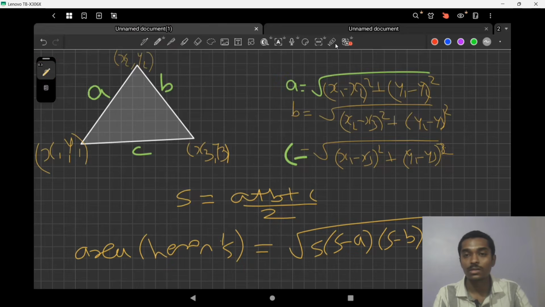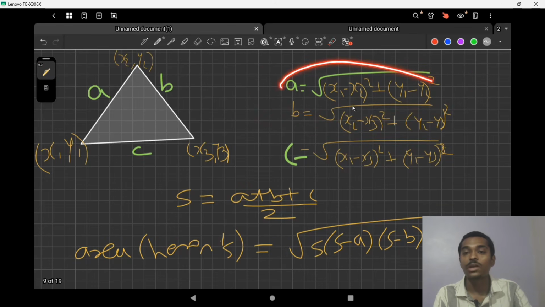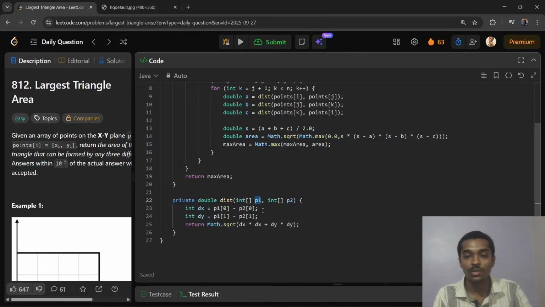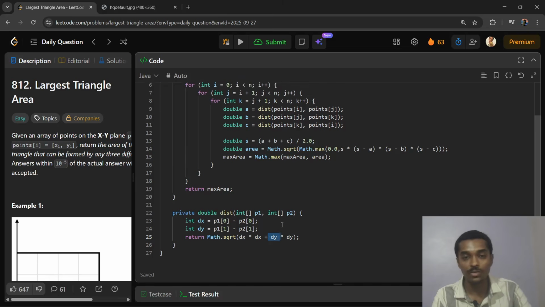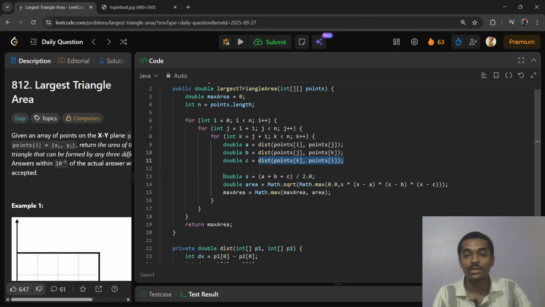This is the formula, (x1 minus x2) square plus (y1 minus y2) square, and we have to take the square root of them. So we first calculate the x distance dx and the y distance dy, and then take the square root of dx square plus dy square. These are the distance between the first and second point, between the second and third point, and between the third and first point. Then we calculate our s value. S value is (a + b + c) divided by 2.0. All the values are in double, that's why we take 2.0.